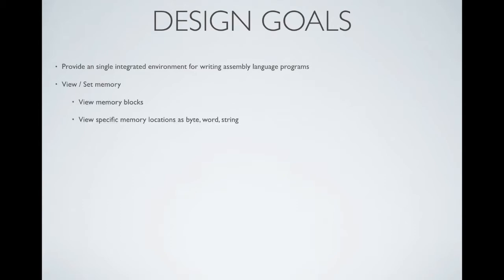Of course, the system is going to let you view and set memory, either blocks or specific locations, and then format it as bytes, words, strings, etc. You can look at your disassembled code, but more importantly, David wanted support for not only the instructions, but having labels on them. Any experienced assembly language programmer is going to tell you labels are very useful instead of dealing with raw hexadecimal addresses and values.